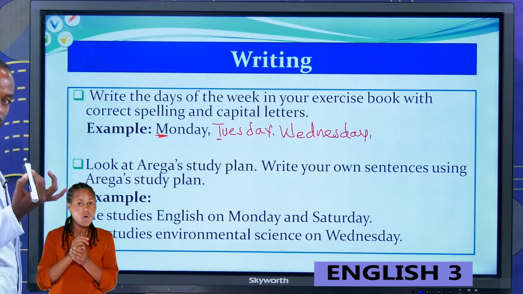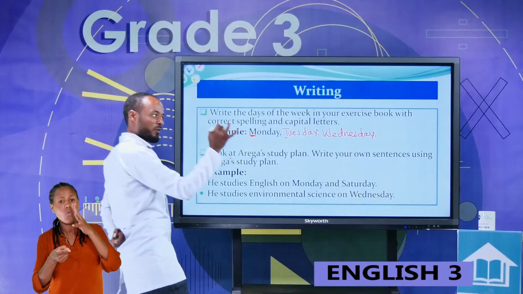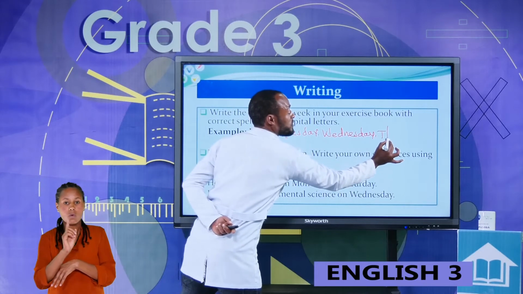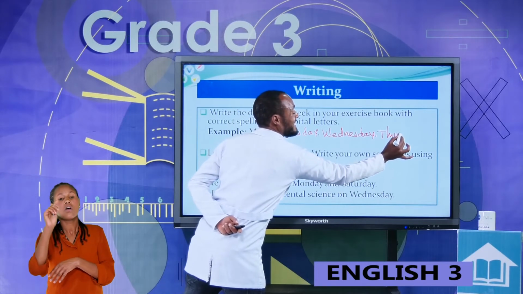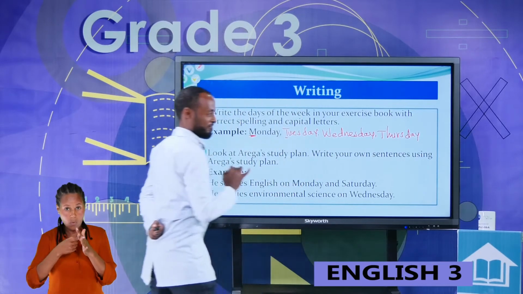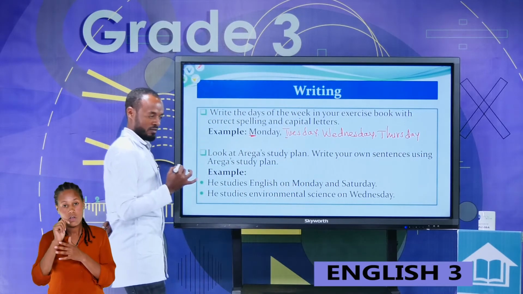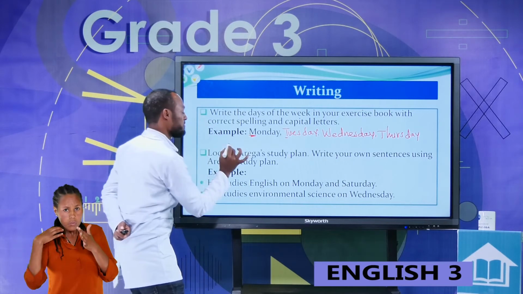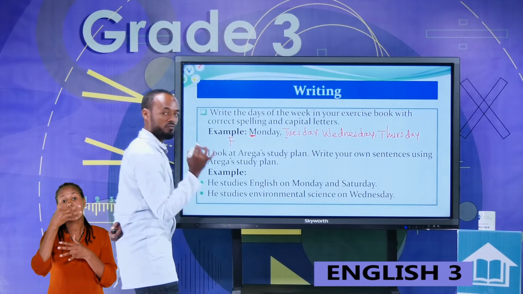What about the fourth? The fourth one is Thursday. So if you have to start from T, capital T, Thursday. What about the fifth one? That should start from letter F. So it is what? Friday.